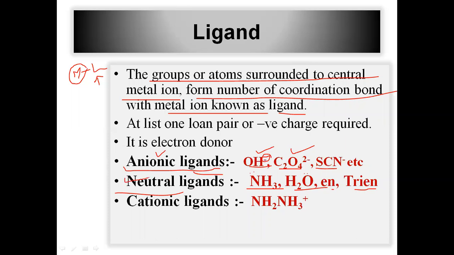Okay. Then another class, there is a cationic ligand. You can see the example is the hydrazine. Okay, hydrogen is there, NH2 bond NH3, NH3 positive. So this is the hydrogen, but there is a positive charge, so this is the hydrazinium ion.